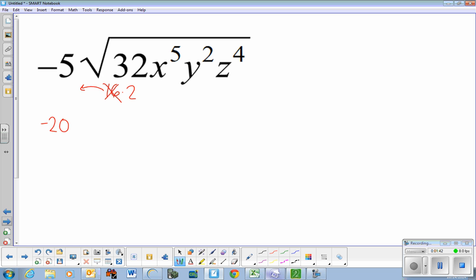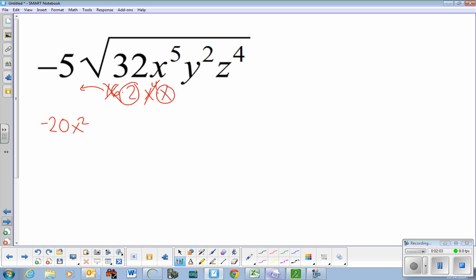Now, with your letters, with your x to the 5th, you can take out 4 x's, but you can't take out the 5th. So consider x to the 5th to be x to the 4th times x. Now, the 4 x's can come out, and when you take the square root of x to the 4th, you get x squared. The 2 we need to leave, the x we need to leave. So far, everything else has come out front.